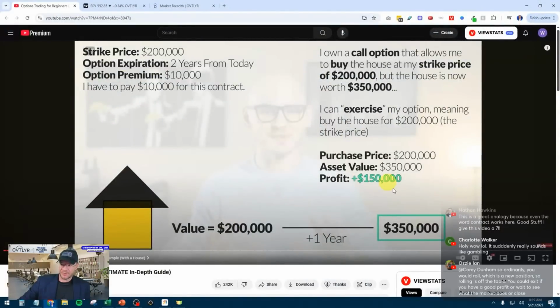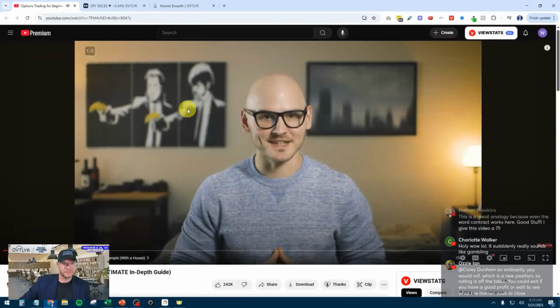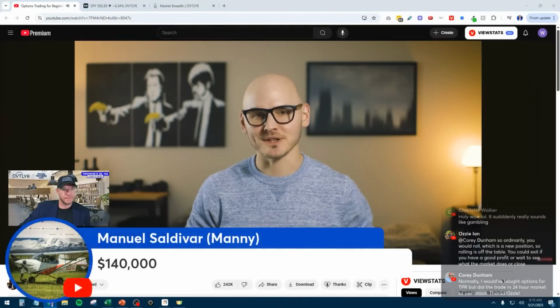Now, in this example here, this is only intrinsic value. I don't see any example of extrinsic value in this example, but that's why I wanted to explain that. So that's the golden scenario. Now, because I paid $10,000 for the option initially, my net profit in this case would not be the full $150,000. It would be $140,000. So my total profit minus what I paid for the option initially. So that is the golden scenario.